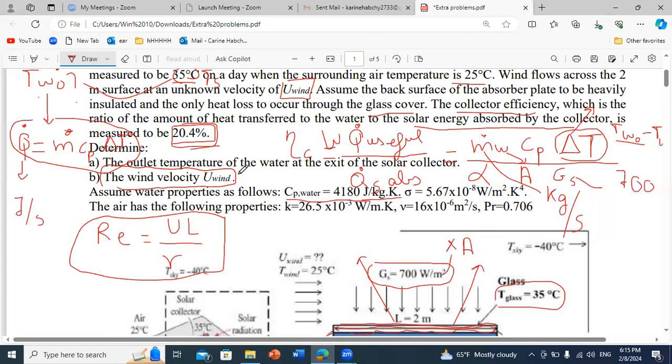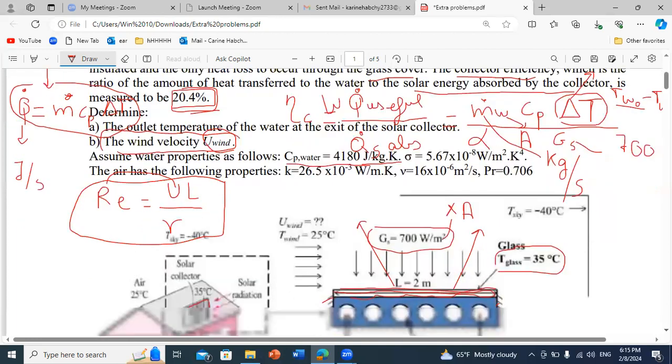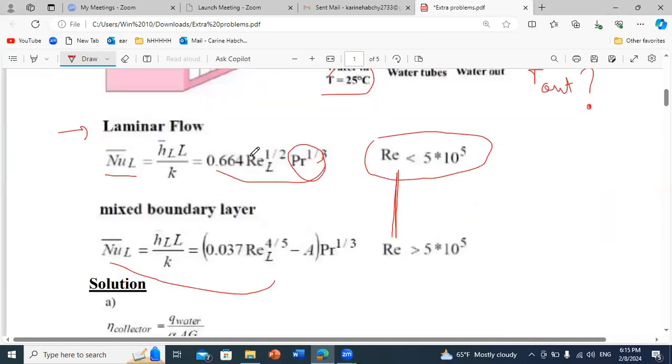Now U wind, as you can see, is related to Reynolds. And from the equation they gave us here, Reynolds is related to the Nusselt number, which is related to the convective coefficient. So from here the next step will be to try to find the convective coefficient. And please always, in such a problem, think about the energy balance, because in heat transfer you will always need to write a balance of energy in order to find your unknown.